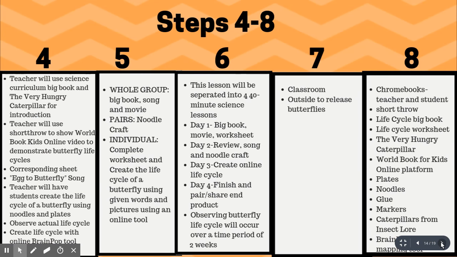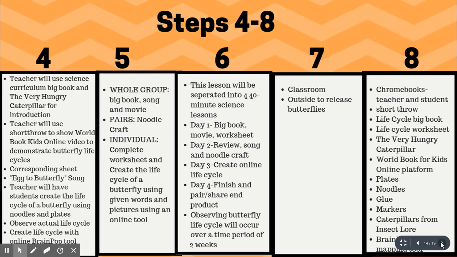Steps 4 through 8, again, are where the meat of the lesson occurs. Step 4, the determination of strategy, where the teacher decides what her actual lesson components are. In this example, the educator has decided that she will use the science curriculum big book and The Very Hungry Caterpillar for introduction. She will also use the short World Book Kids online video to demonstrate the butterfly life cycle. There's a corresponding sheet, an egg to butterfly song.